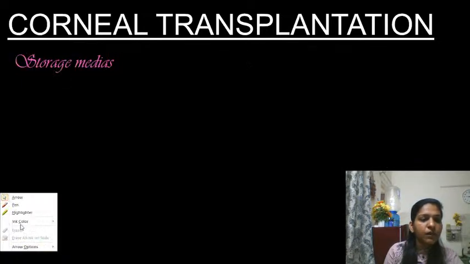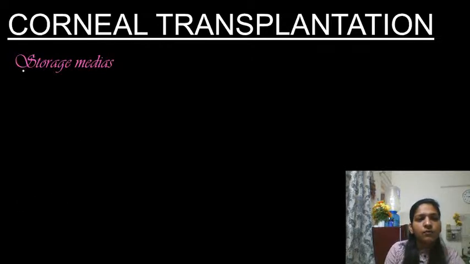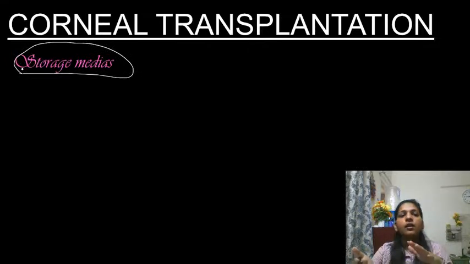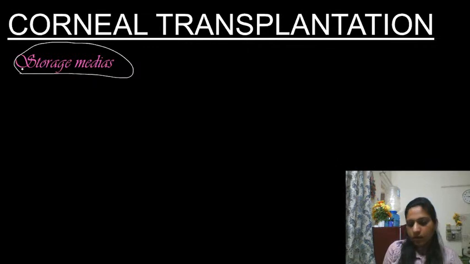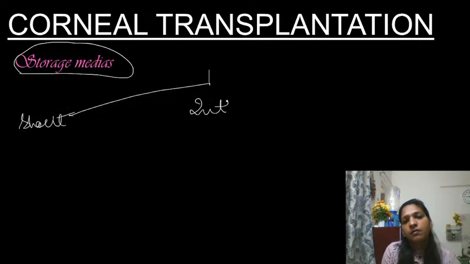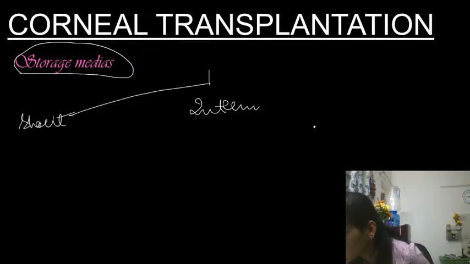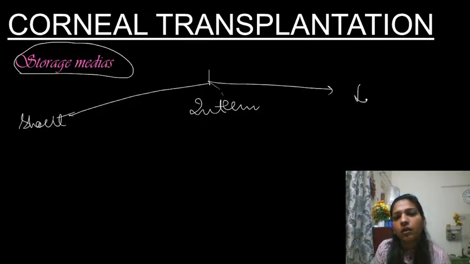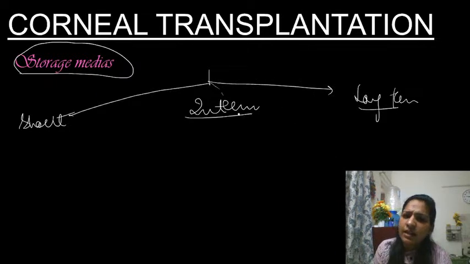Okay, now when we have harvested the cornea, we have to store that cornea. We cannot immediately use that. We can immediately use the cornea, but for transportation we have to use some storage media, and for keeping the tissues in the eye bank we need some storage media. So there are 3 kinds of storage media: for short interval, for intermediate interval, and for long term. Can anyone tell me the names of the media? For short term, what media can we use for corneal storage?